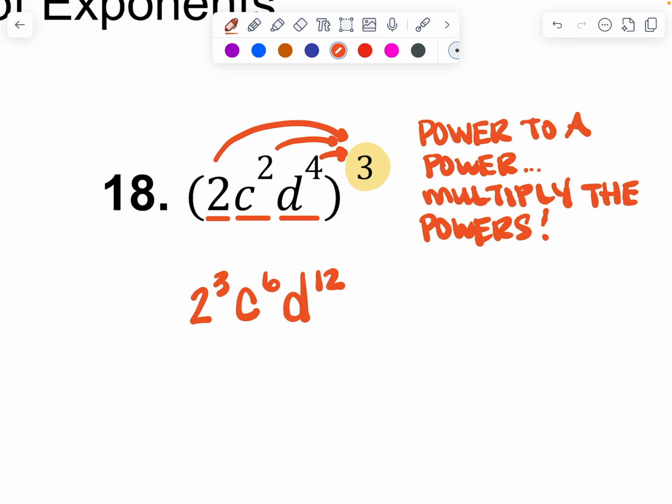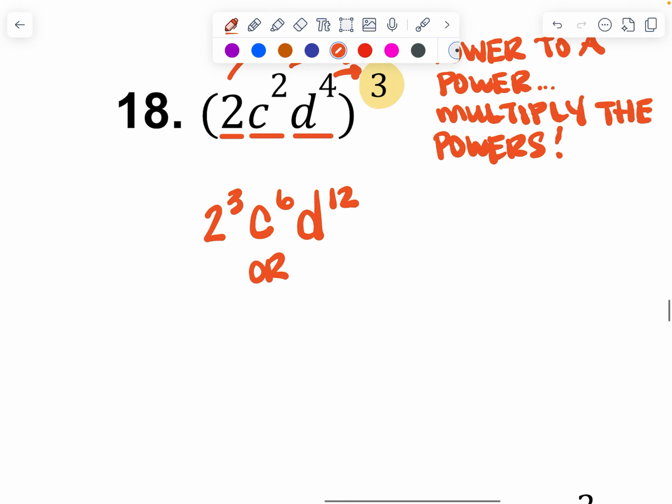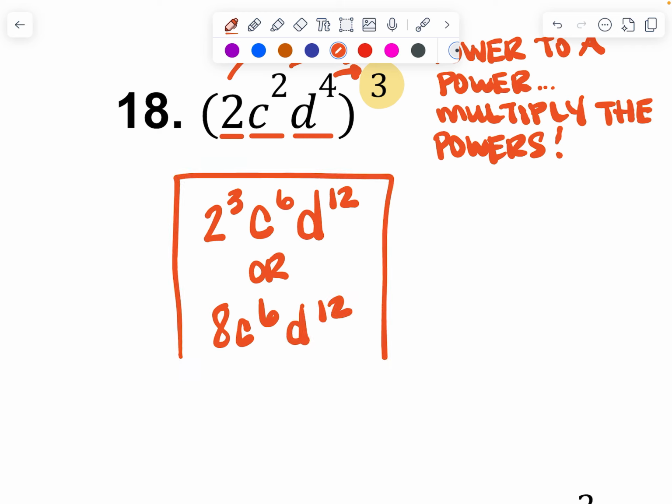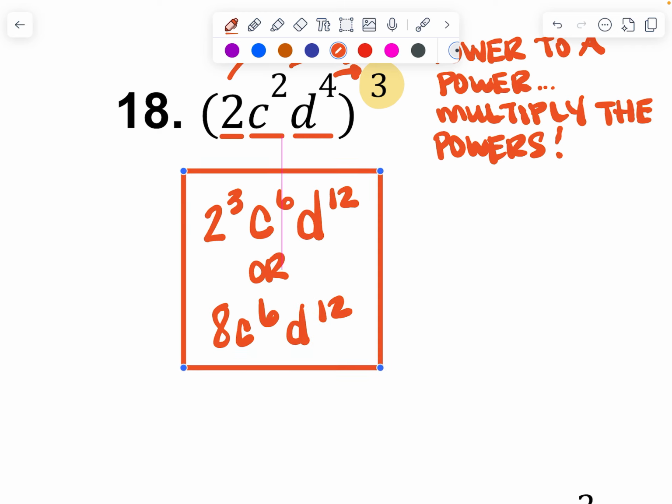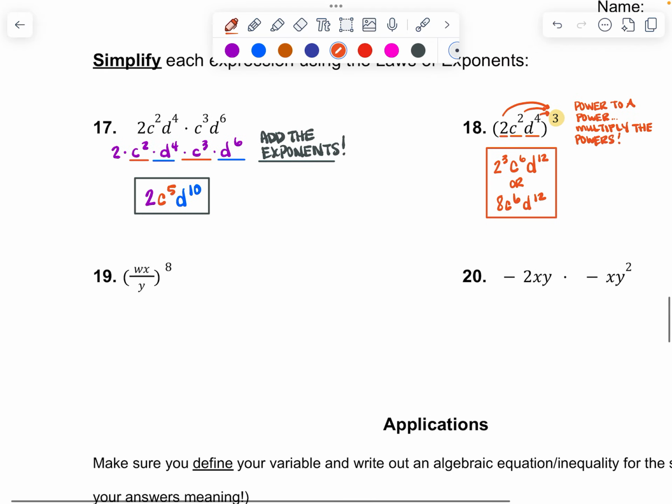And yay, we got rid of the parentheses by giving every factor inside their own little personal cube that was on the outside of the parentheses. I would be totally fine with that answer on the test. If you want to, though, you can type in your calculator or in your head 2 to the third power, which is 2 times 2 times 2. That is 8. So if you would rather simplify the actual numerical part of your answer and write it as 8c to the 6 d to the 12th, I'd be totally cool with that.